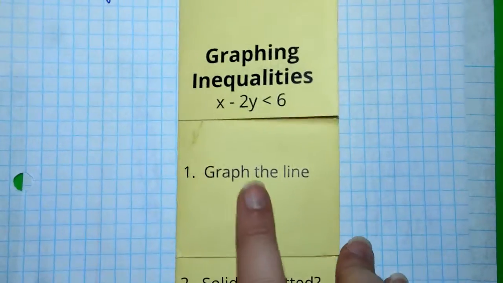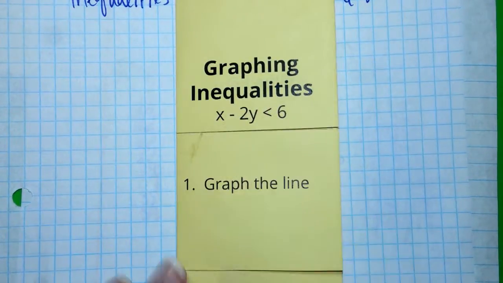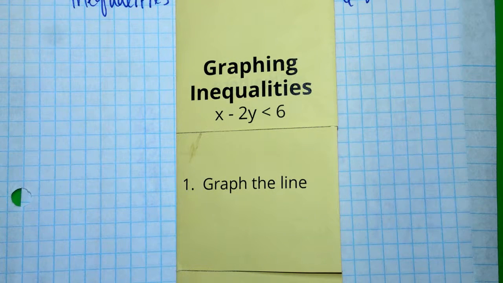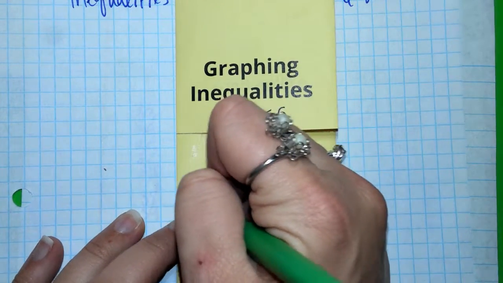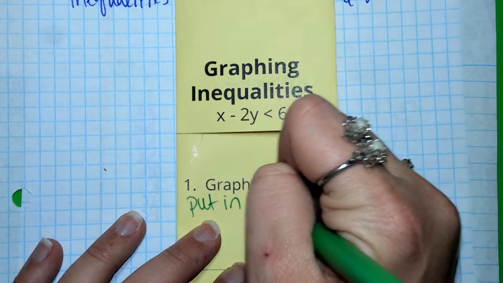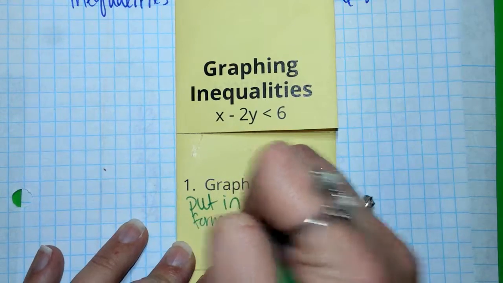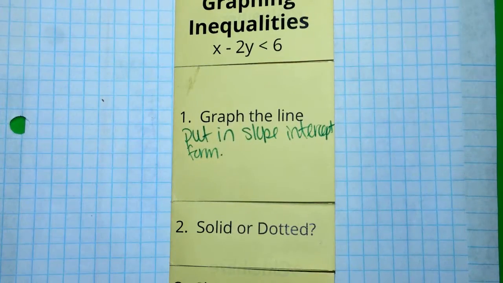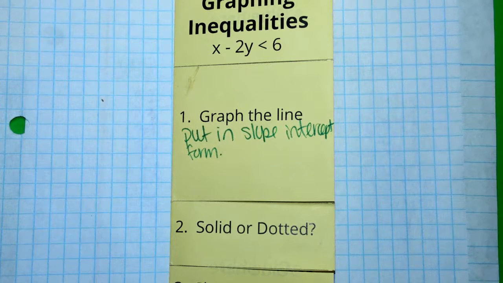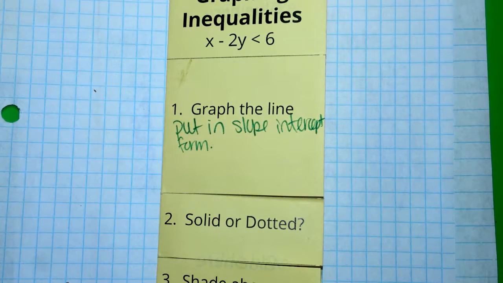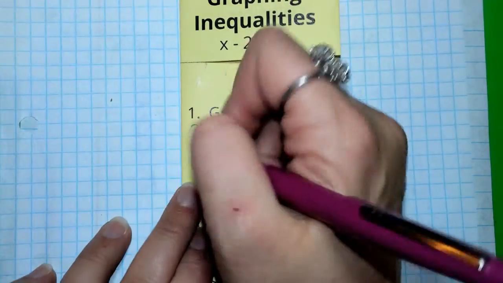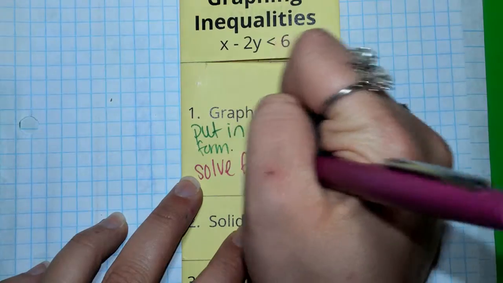Alright, so who remembers what we have to do before we graph the line? What is the first thing we have to do to our inequality? Put it in y equals mx plus b form. Yes, both of you take a point. Put in slope-intercept form. So let's write that. Can anybody think of another way we can say that? What's another way we can say what we're doing? Solve for what? Y. Fantastic. Solve for y.